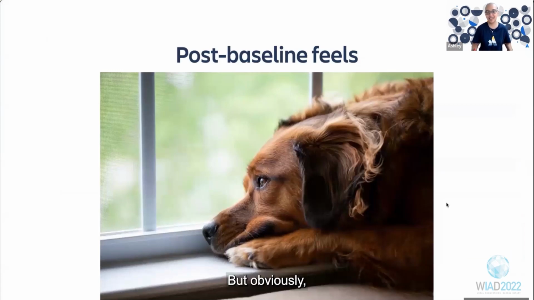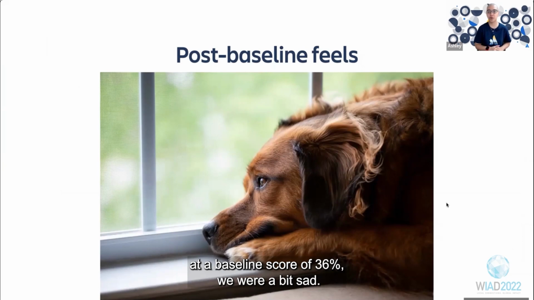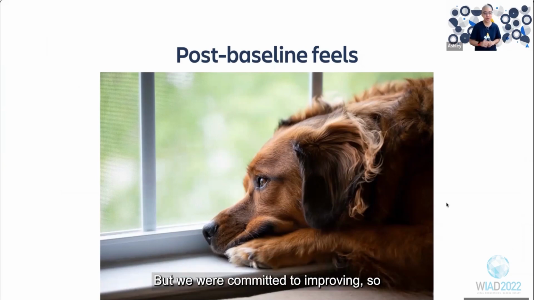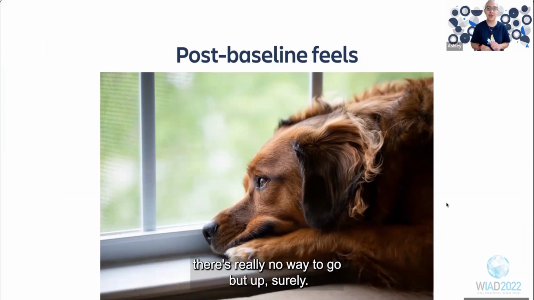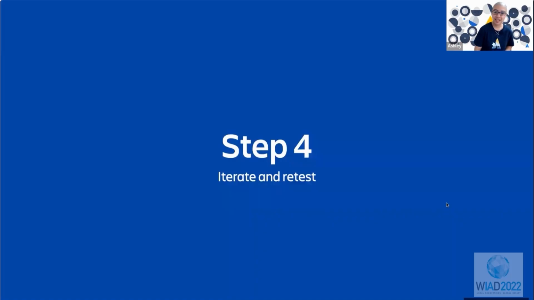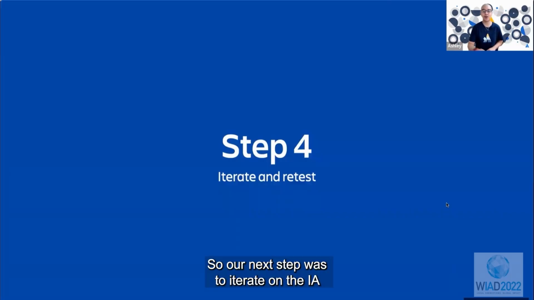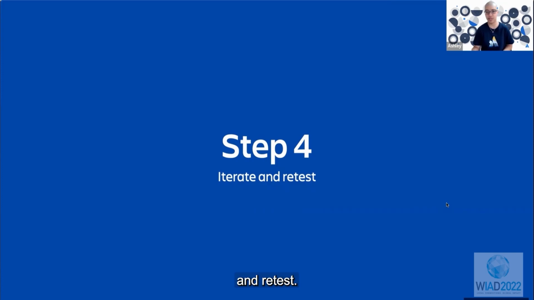But obviously, at a baseline score of 36%, we were a bit sad. Cute dog, but sad dog. But we were committed to improving. So there's really no way to go but up, surely. So our next step was to iterate on the IA and retest.